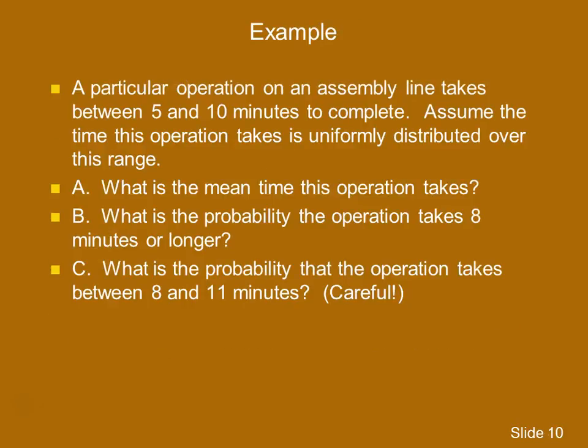Let's do an example. Let's do a problem. Suppose a particular operation on an assembly line takes between 5 and 10 minutes to complete. Assume the time this operation takes is uniformly distributed over that range. Again, as soon as they tell you that it's a uniform distribution, you know that its density function looks like one of these rectangular boxes that we just looked at.